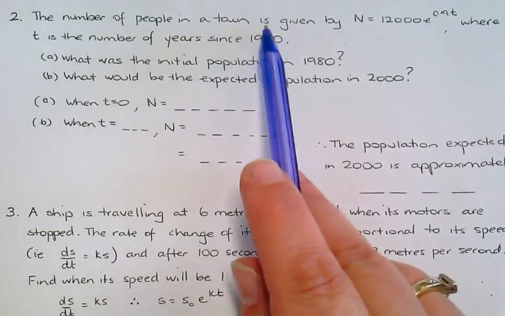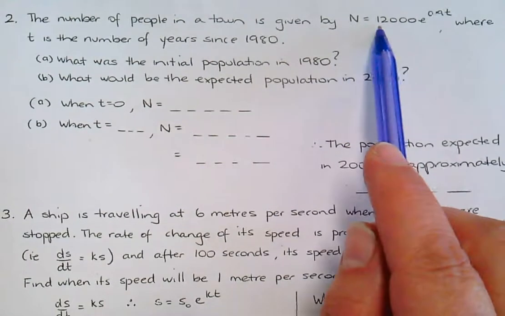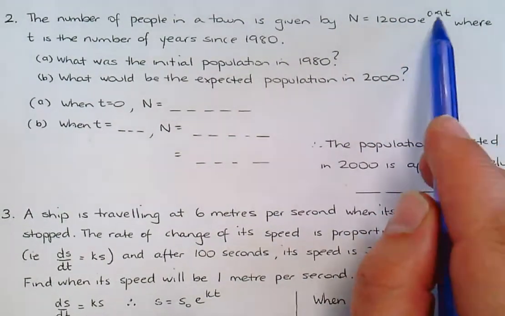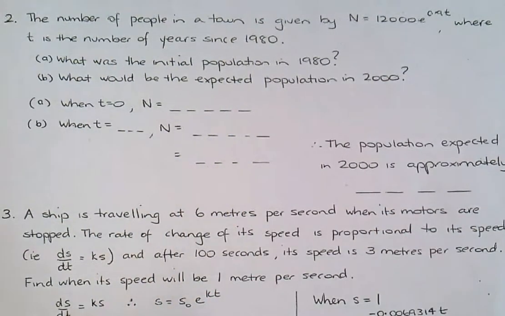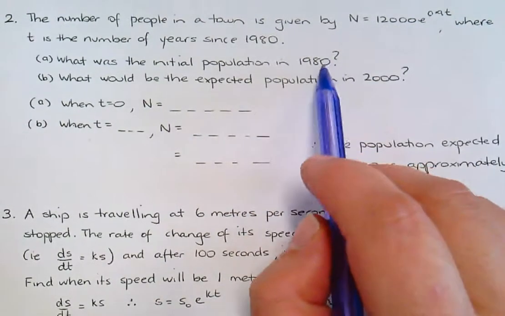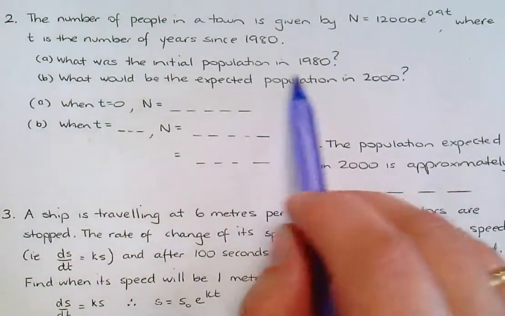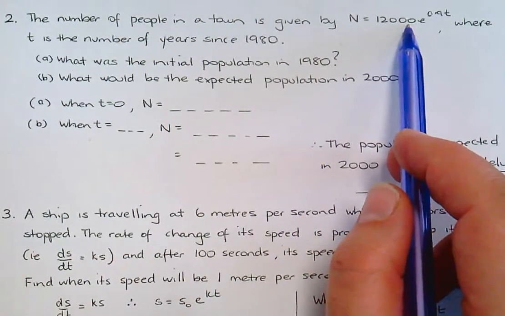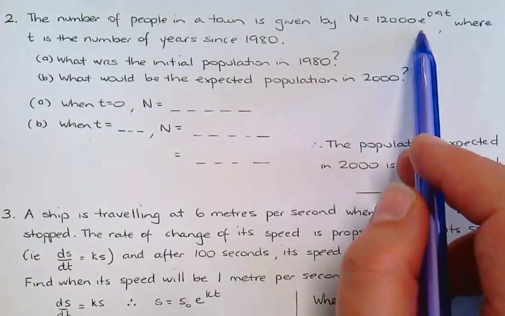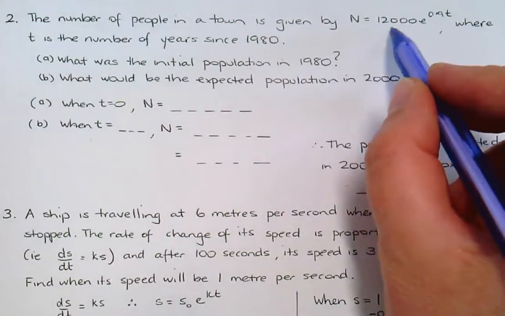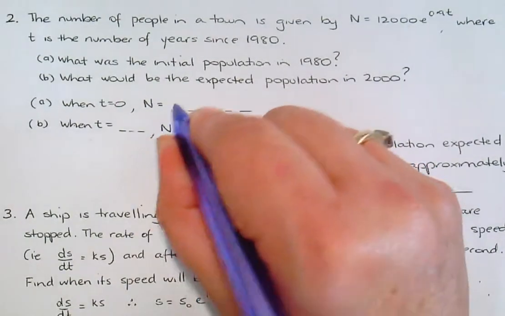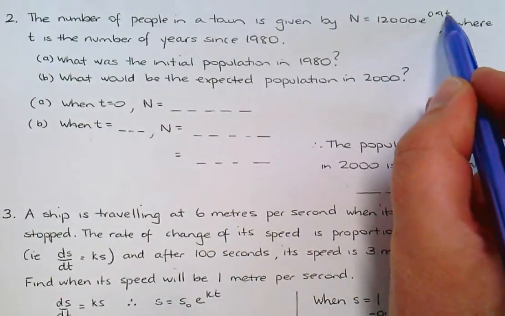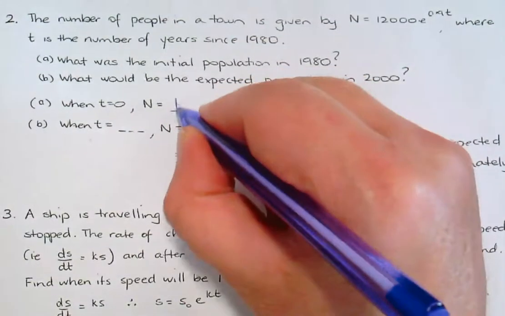2. The number of people in a town is given by n equals 12,000 e to the 0.9 t, where t is the number of years since 1980. So with this type of question, time equals 0 is 1980. They're asking what's the initial population. What is the initial population? It's 12,000. When t is 0, e to the 0 is 1, so n is 12,000.